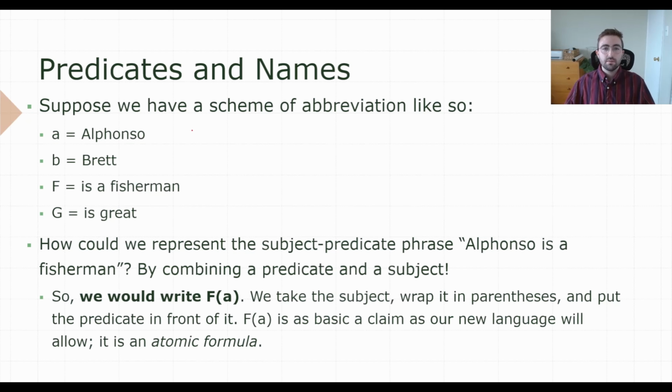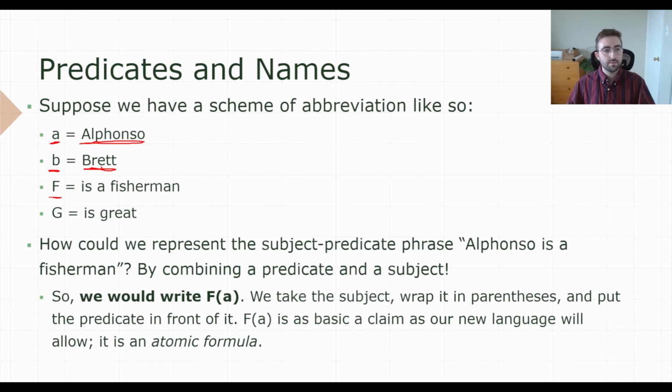So suppose we have a scheme of abbreviation or a translation key like so. You'll see that little a means Alfonso, right? It means one, it's a constant. It's a name for one individual person, Alfonso. And here, little b means Brett. Again, it's a constant. It's a name for one particular person, Brett. Let's just assume there's only one Brett and one Alfonso in the world, which I know is not true.